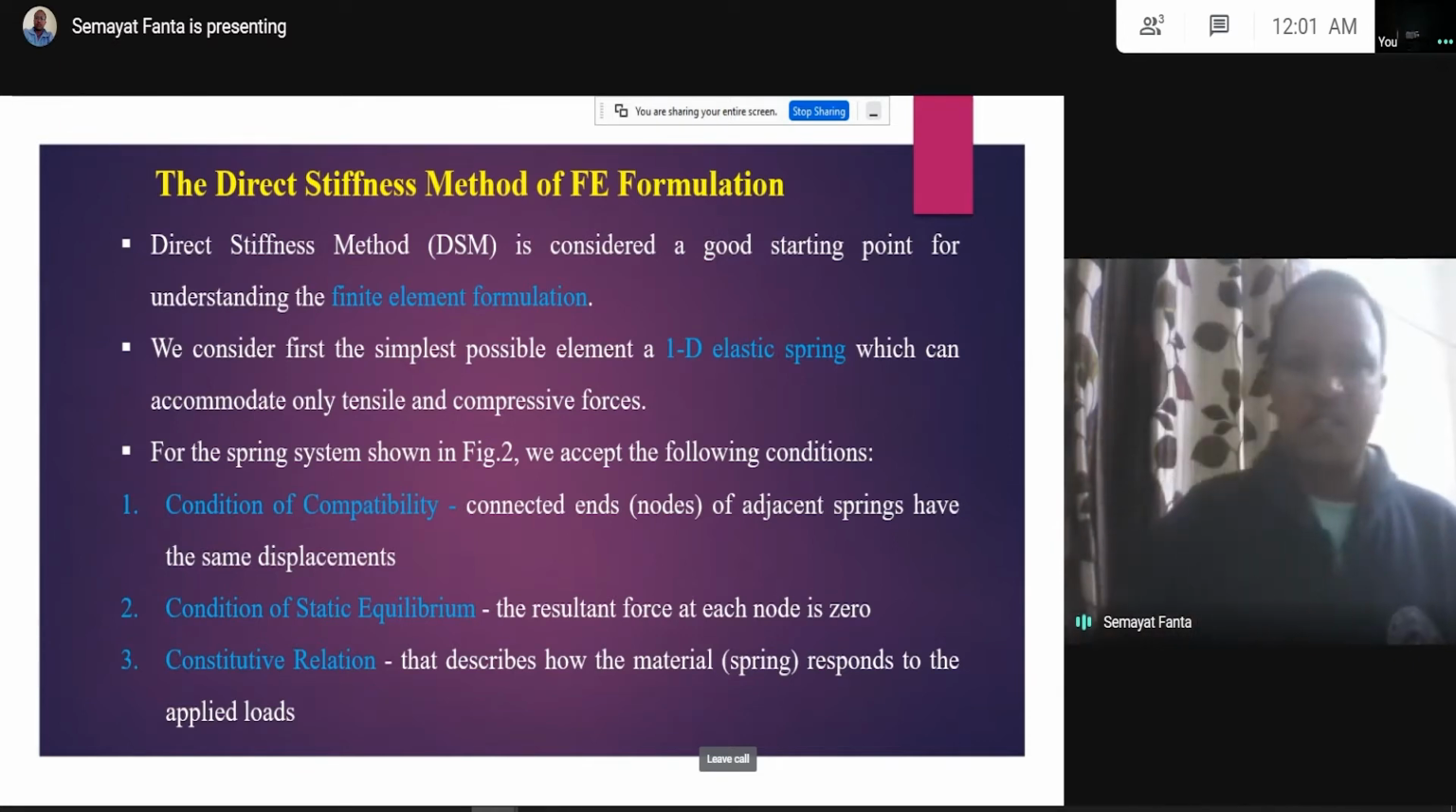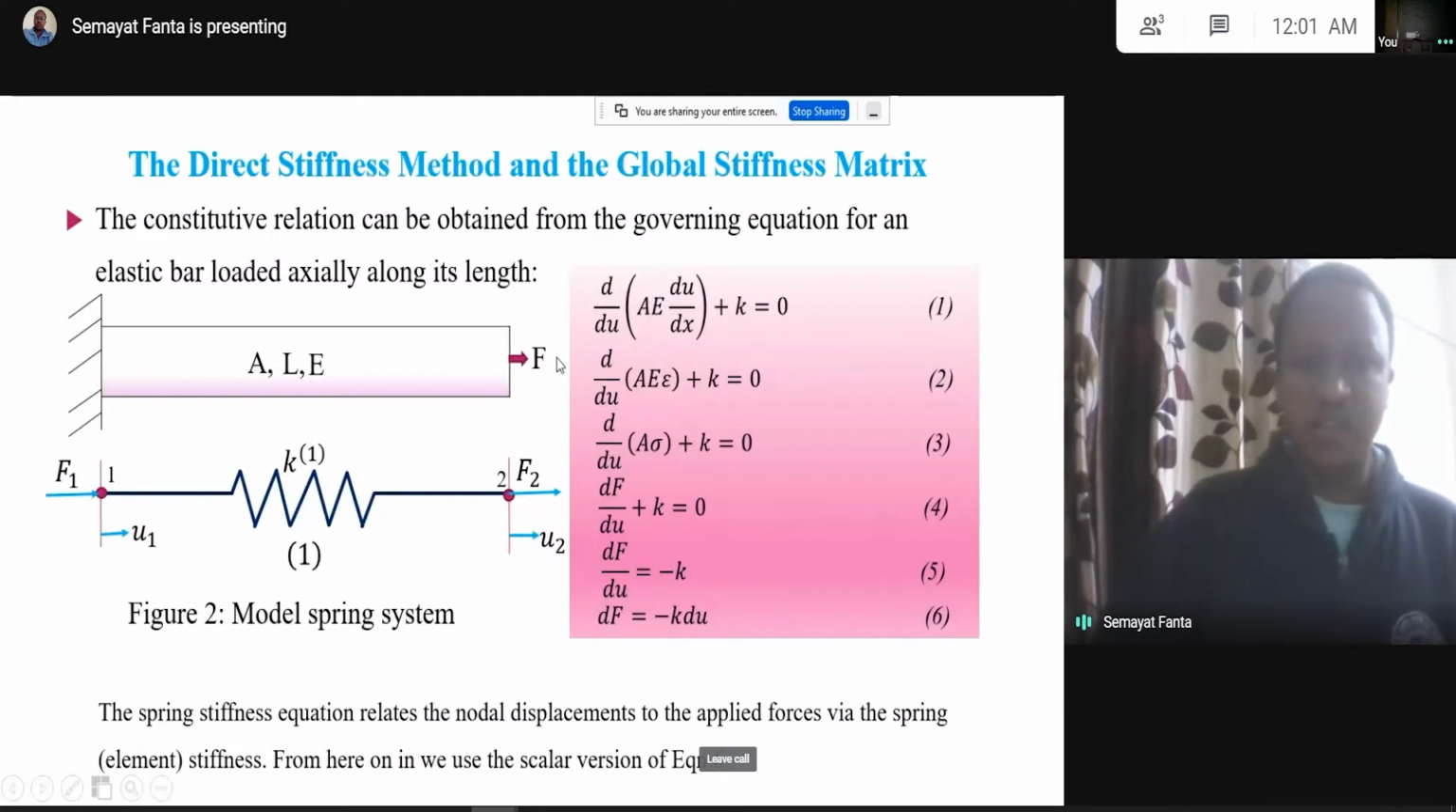For the spring, we can see the spring system. This is the axially loaded bar, which is defined in terms of area A, length L, and the material Young's modulus E, and loaded with force F. So this is a 1D bar element. So we can convert this into a spring with spring constant K1.